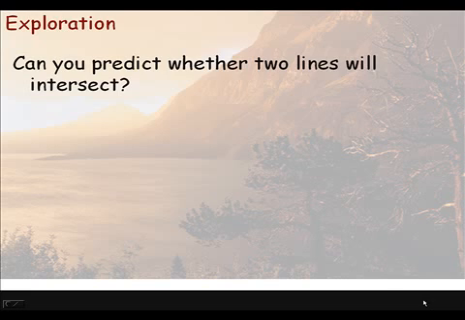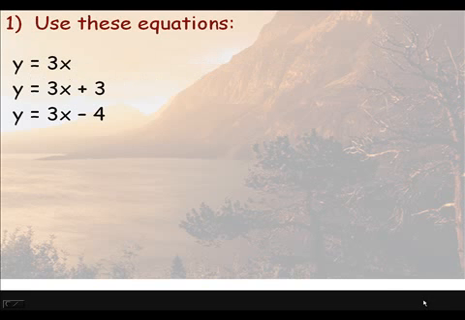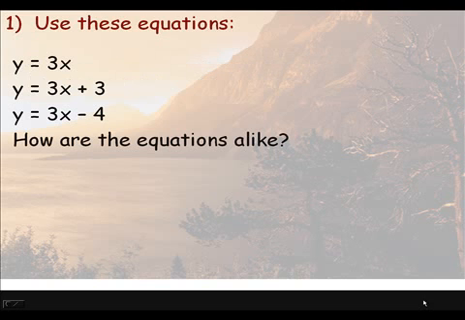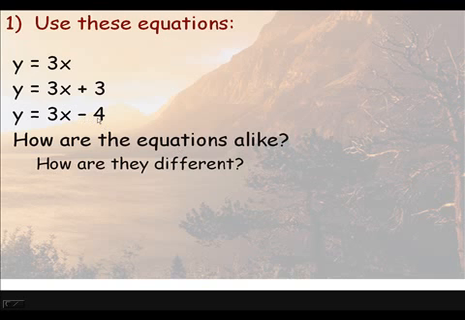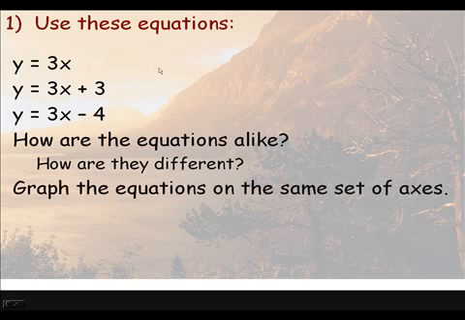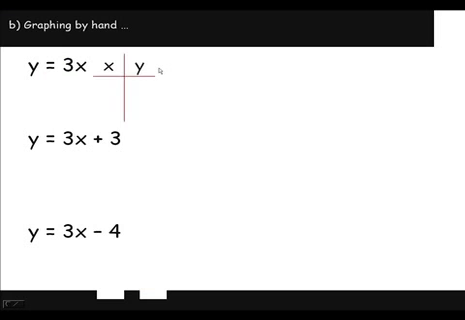Can you predict whether two lines will intersect? Let's look at some of these equations. y equals 3x, y equals 3x plus 3, and y equals 3x minus 4. How are the equations alike? Well, you should say that they all have the same slope of 3. How are they different? You should say that they all have different y-intercepts. The bottom one has an intercept at -4, the middle one has an intercept at 3, and the top one has an intercept at 0. If we graph them on the same set of axes, we will see some interesting things.